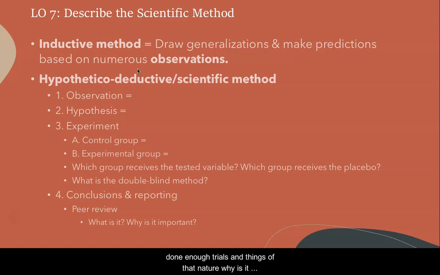Why is it important? Well, it's important because you could make up any experiment and just create all sorts of data that's not true at all just to prove your point. And if we just allowed that to be published, well, what would be the difference between good science and fake science? So it's very important to go through a peer review process to make sure that it is good science.